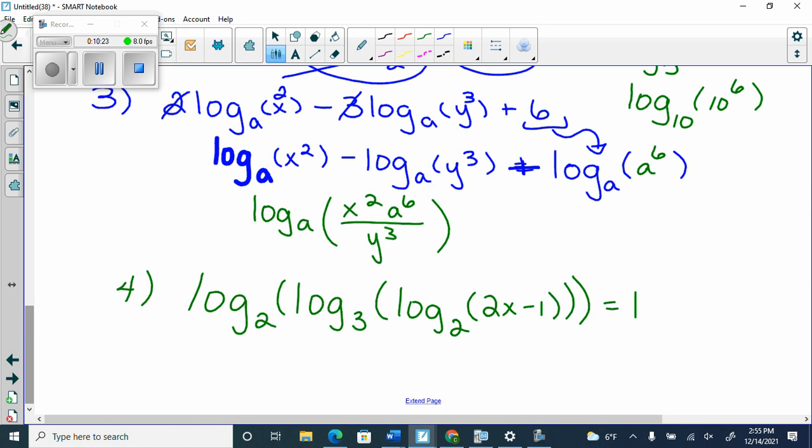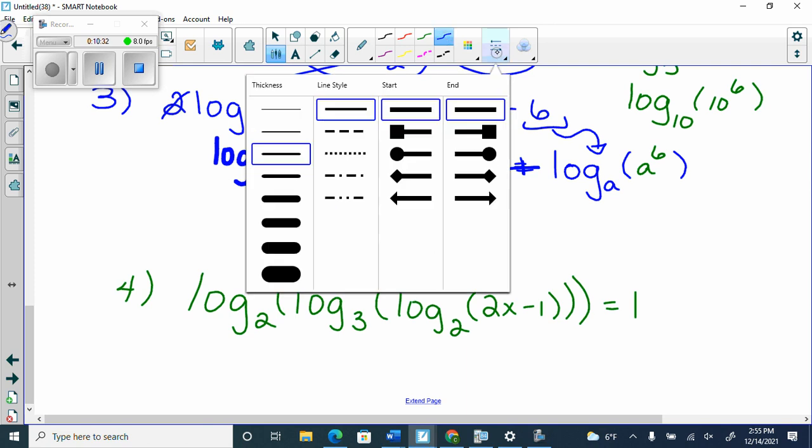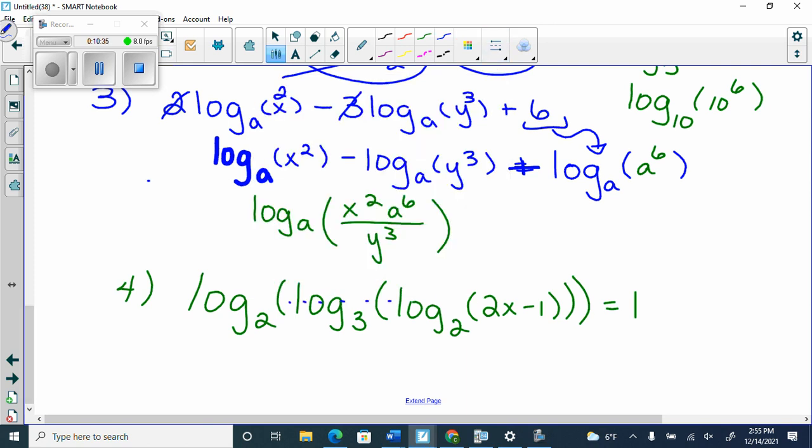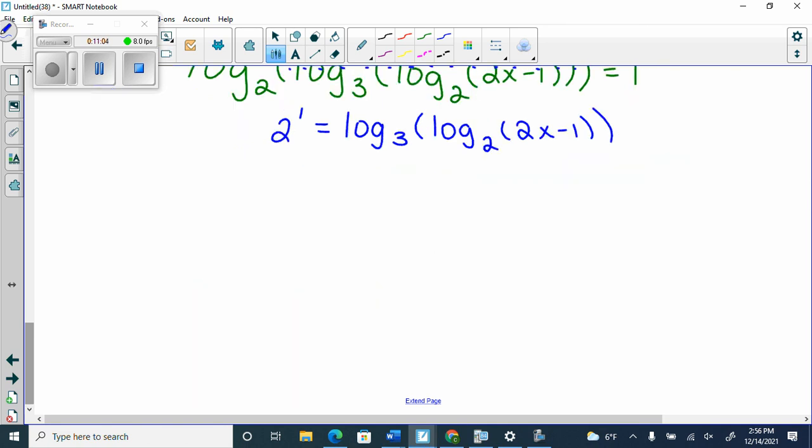So how many logs are embedded here? 3. So how many times am I going to have to convert it? 3. For the first one, treat this dashed part as something that's beside the log. So what's my first one going to be? 2 to the 1 equals the blue dotted area. 2 to the 1 equals this. Now I've converted once, but I have 3 embedded, so I need to convert 3 times.